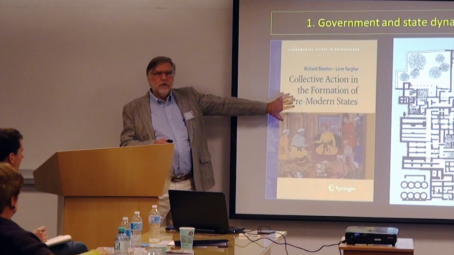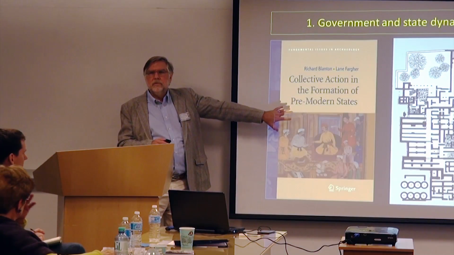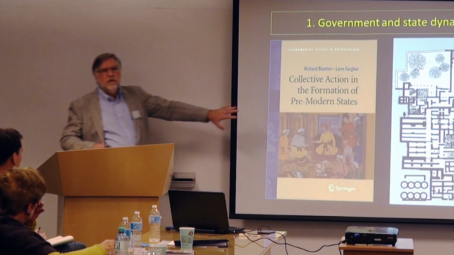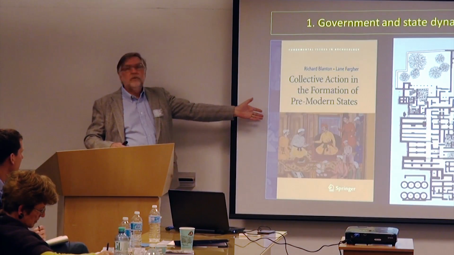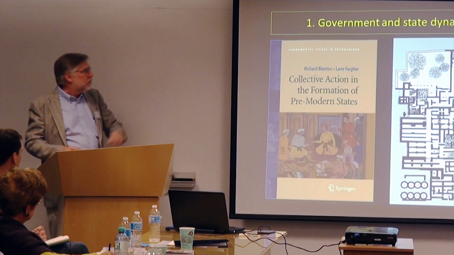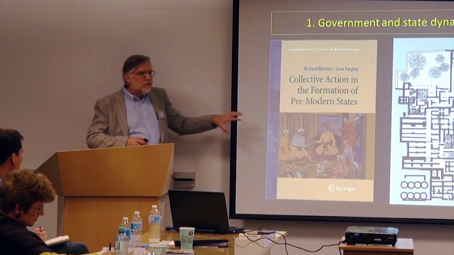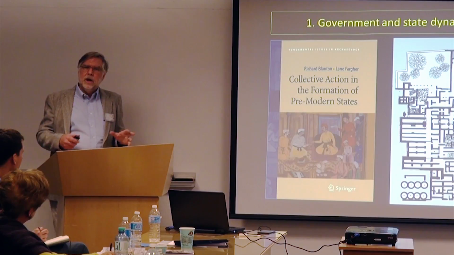Now, in government and state dynamics, this book by Blanton and Fargher, if you're not familiar with it, you should be. This is the state of the art in how we understand pre-modern political systems. And it's a comparative study. They've got a sample of 30 cities. It's a very rigorous comparative analysis, and it really overturns a lot of accepted knowledge.